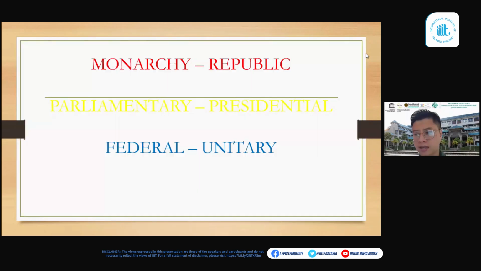All right. Next, I'm moving into the comparisons of the basic political systems in the world. These are the 3 comparisons that I chose: monarchy versus republic, parliamentary versus presidential, and federal versus unitary. When you roughly know about the elements of these systems, it'll be very easy for you.